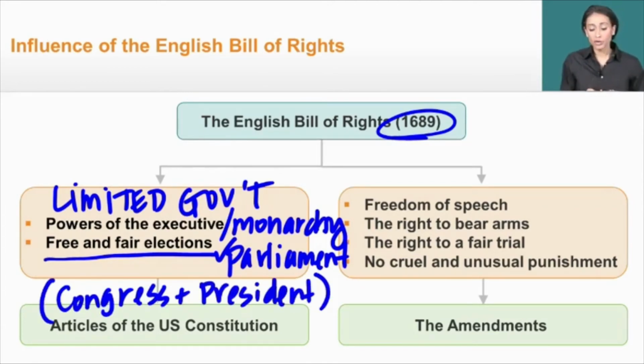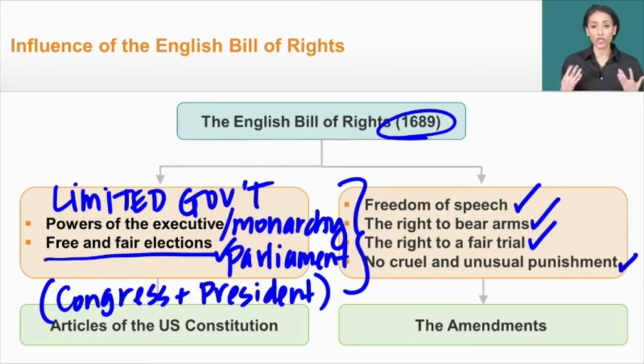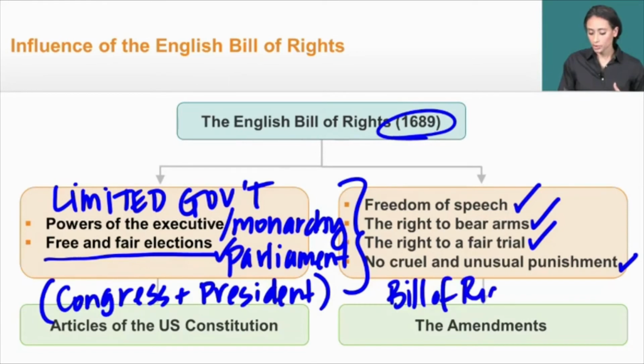Okay. Now, some of the rights that are outlined in the English Bill of Rights we see here in the freedom of speech, the right to bear arms, the right to a fair trial, and the belief that no one should be under cruel or unusual punishment by law. Now, all of these are included in the American Bill of Rights, those first 10 amendments to the American Constitution.